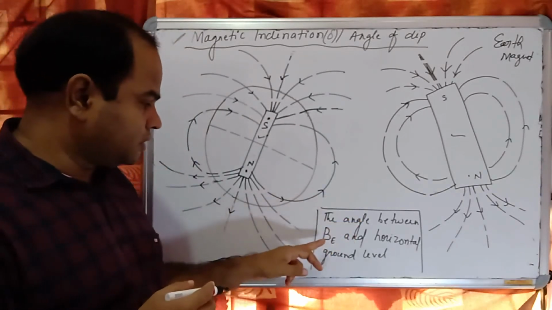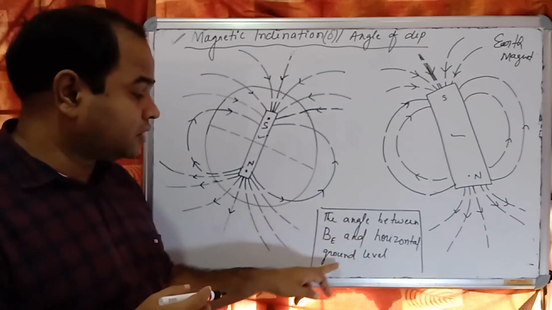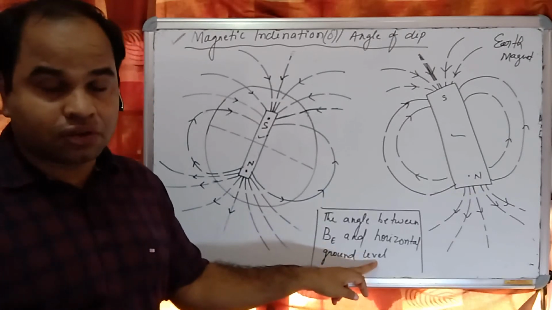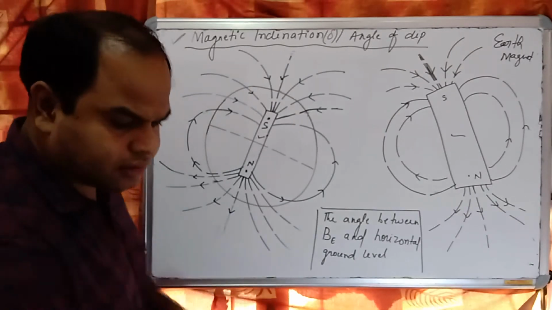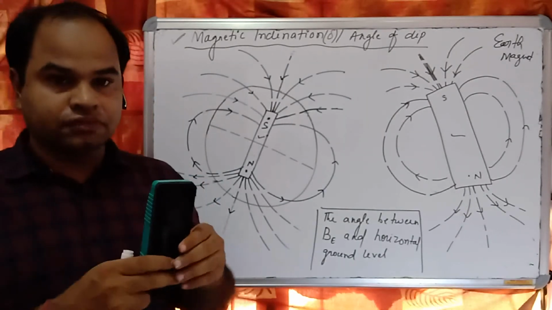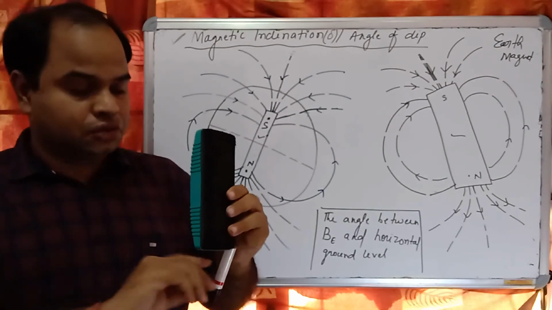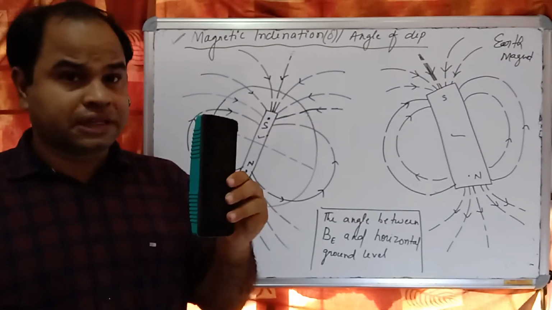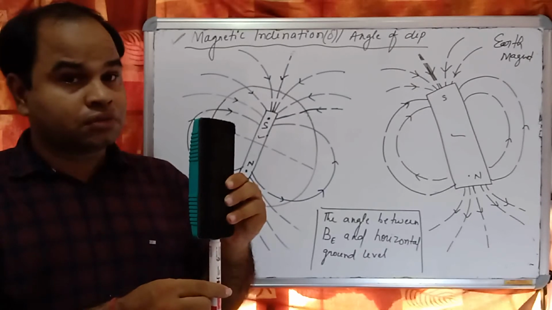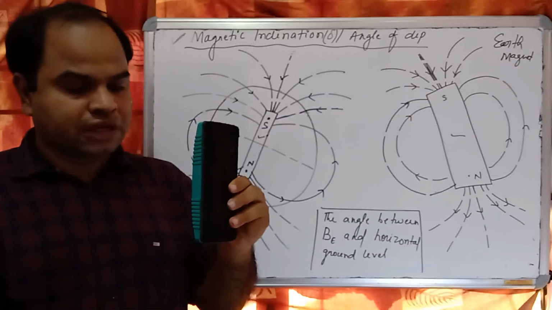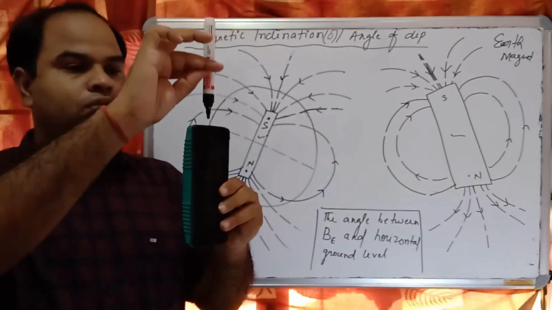The angle between the magnetic field lines, let us say represented by BE, and the horizontal ground level, that is the Earth surface, is called the angle of dip. Let us consider this is the Earth magnet. The field lines start from the North Pole, move like this, and again go to the South Pole.